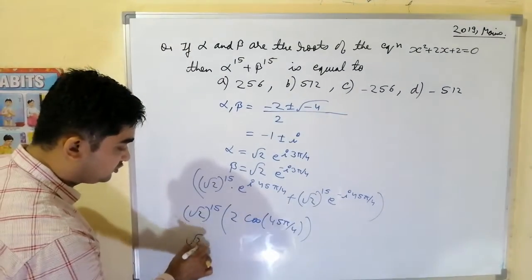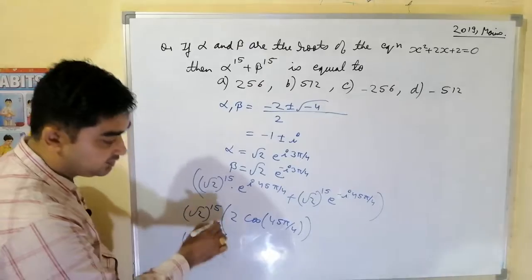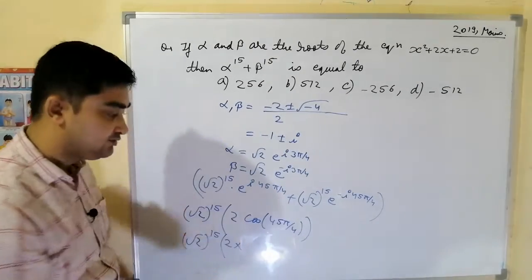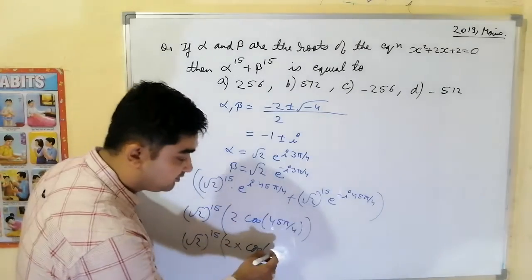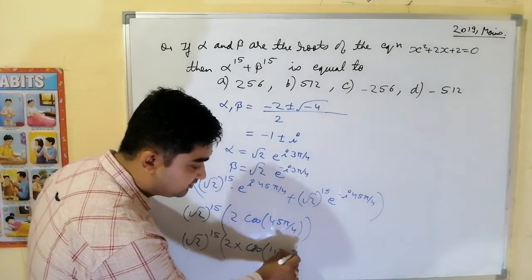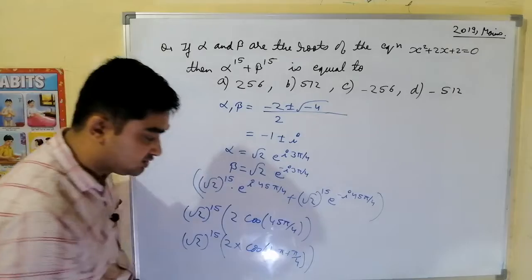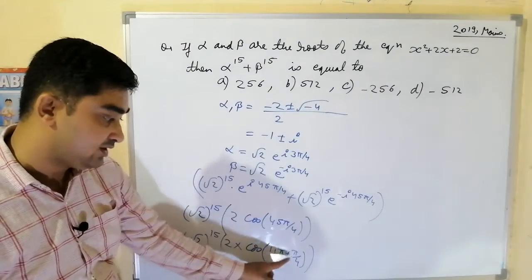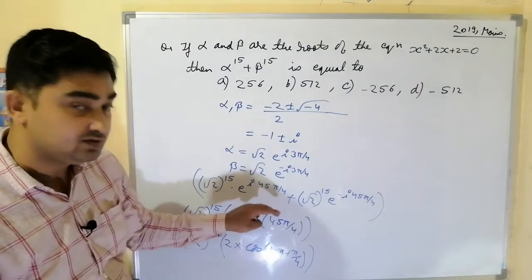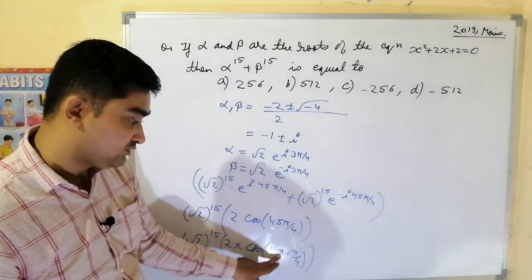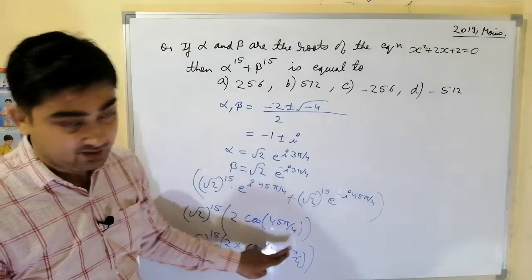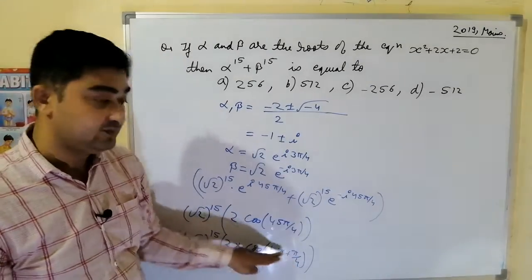Now simplify this. Root 2 power 15 is common. 2 as it is. Then what is this? We can write this as cos 45 pi. 45 pi can be written as 11 pi plus pi by 4. Cos of 11 pi plus pi by 4. What is 11 pi plus pi by 4? It is in which quadrant? It is in quadrant number 3. Because of this pi, the cos will remain cos, and because of the third quadrant it will become negative.